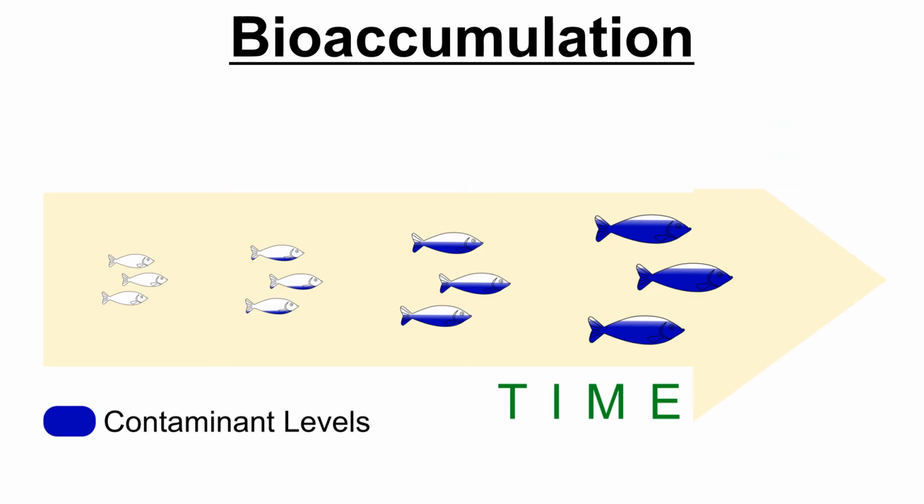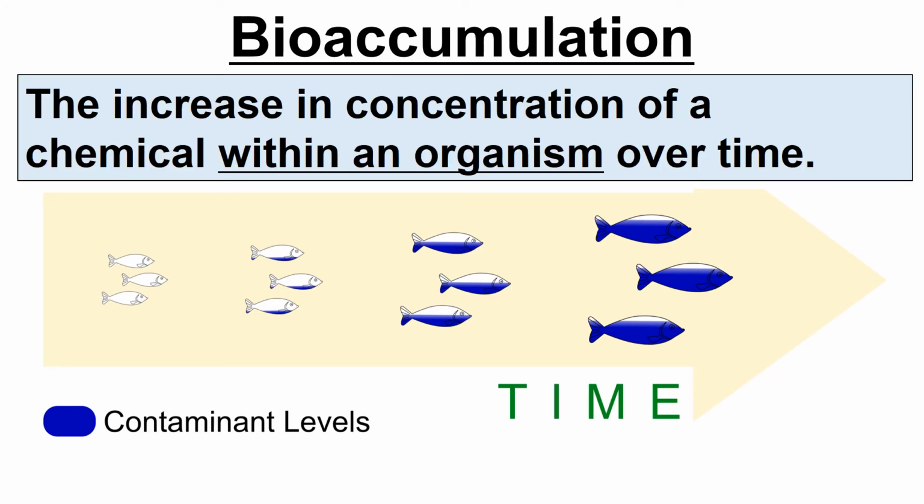So, bioaccumulation. This is defined as the increase in concentration of a chemical within an organism over time. This is one of your problems with pesticides, and you can see it here. What you've got here isn't a food chain, this is the same fish getting older. You can see that over time they're eating contaminated food, and it's not breaking down. As their life goes on, the concentration of the pesticide is increasing, and eventually it's going to reach toxic levels. So that's bioaccumulation: increase in concentration of a chemical within an organism over time.